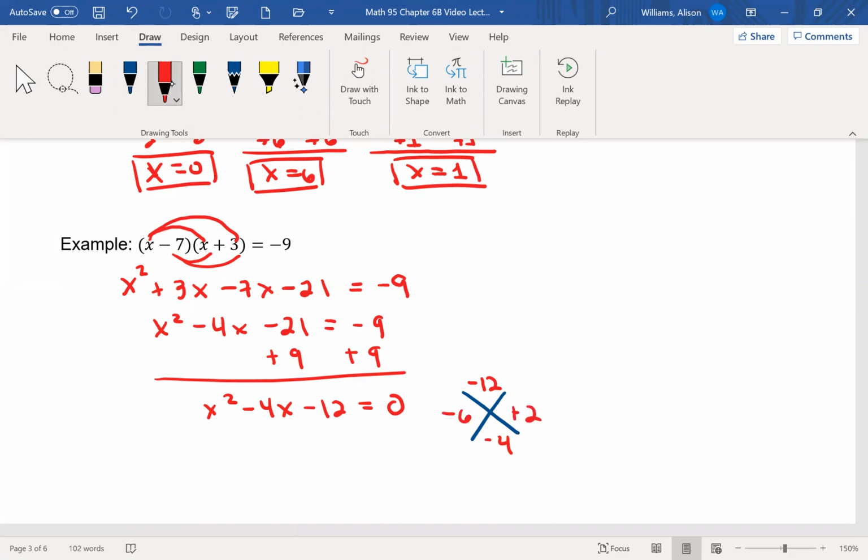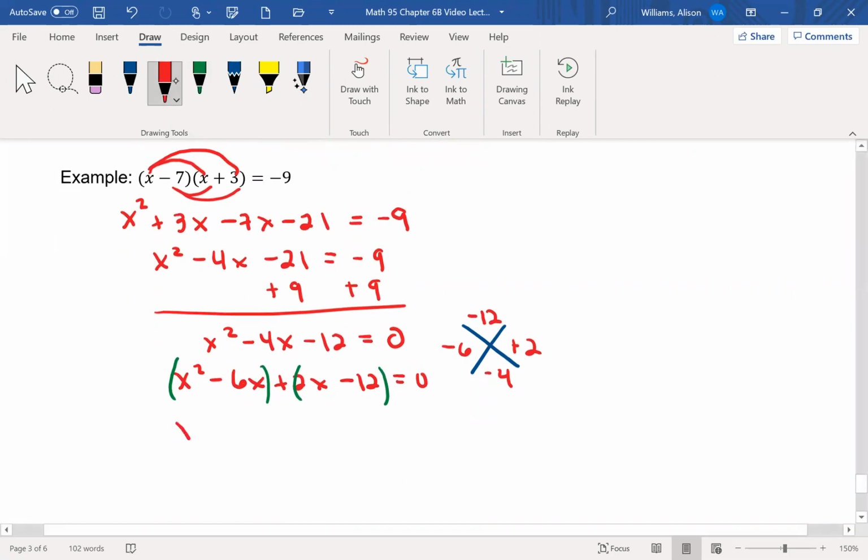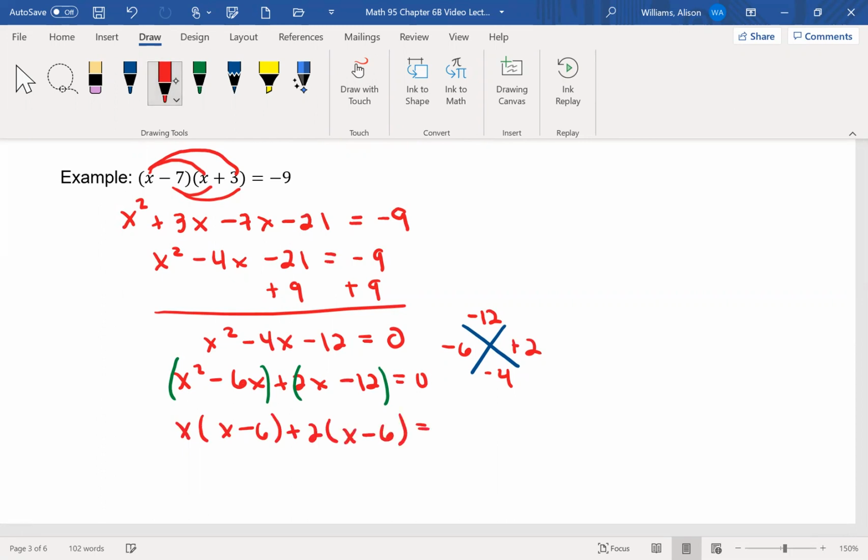Okay, so this is going to be x squared minus 6x plus 2x minus 12. And I'll just bring down the equal to 0. So let's group this now. In the first group, I can factor out an x, and I'm left with x minus 6. Second group, 2, and I'm left with x minus 6. So this is going to be x minus 6 for my blob times x plus 2 equals 0.